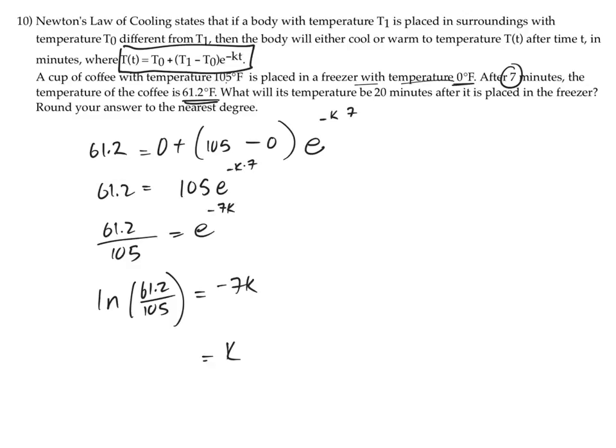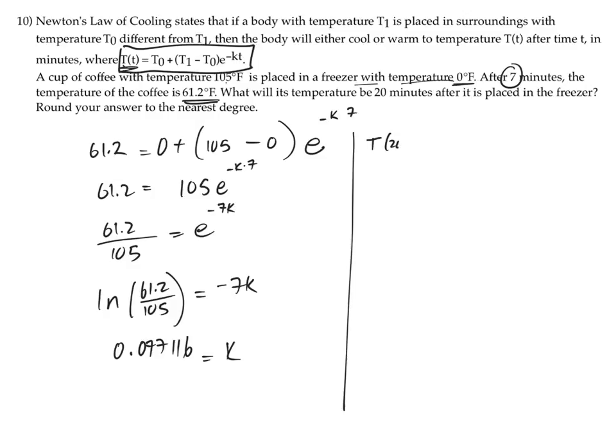Let's do that on our calculator. Ln 61.2 divide 105, and then divided by negative 7. So my k value is 0.077116, something like that. Okay, so that's k. And then the question says, what will its temperature be after 20 minutes? Oh, okay. So now I know what the k is. I'm looking for T of t.